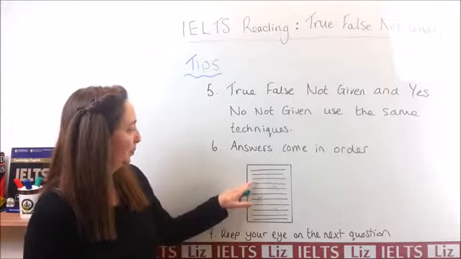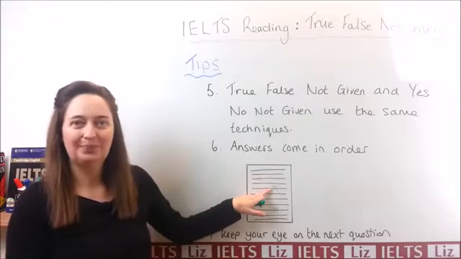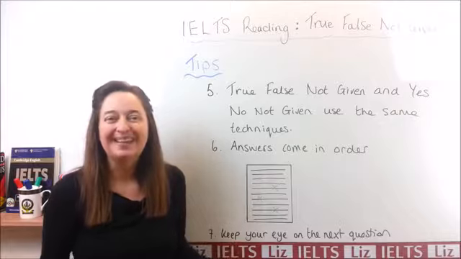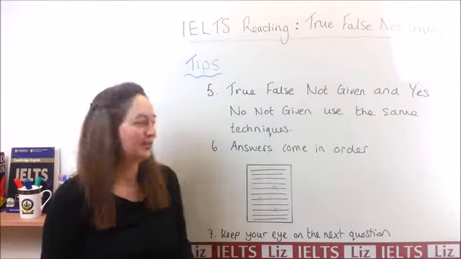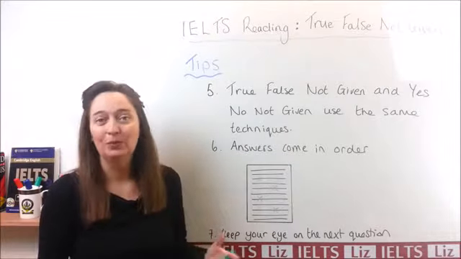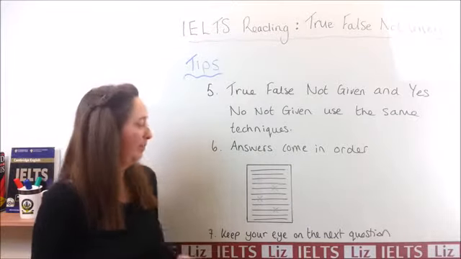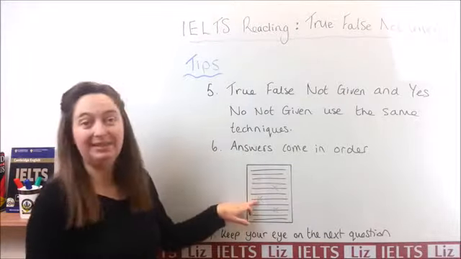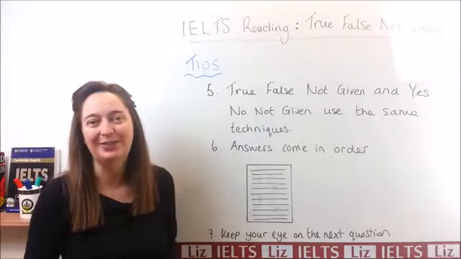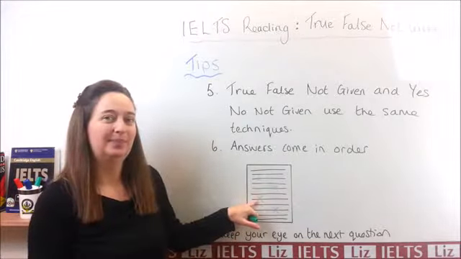So, for example, we know this is question number 1, and we're trying to find question number 2. Now, question number 2 might be not given. And if it's not given, many students read the whole passage to try to find it. Well, don't do that, because question number 2, the answer must come between number 1 and number 3. It cannot come after. So don't waste time trying to find the true, false, not given. Keep your eye on the next question as well.